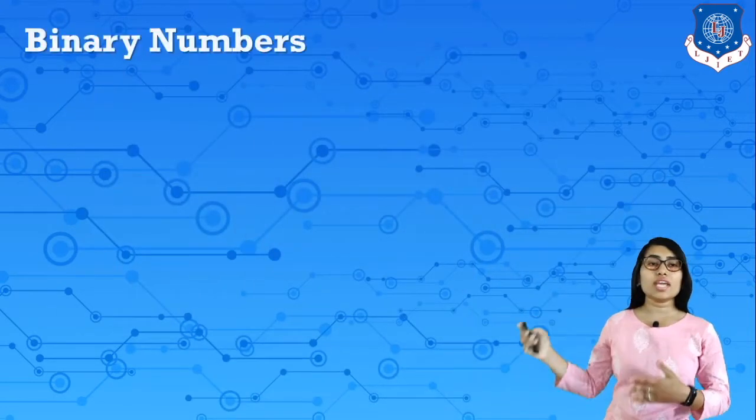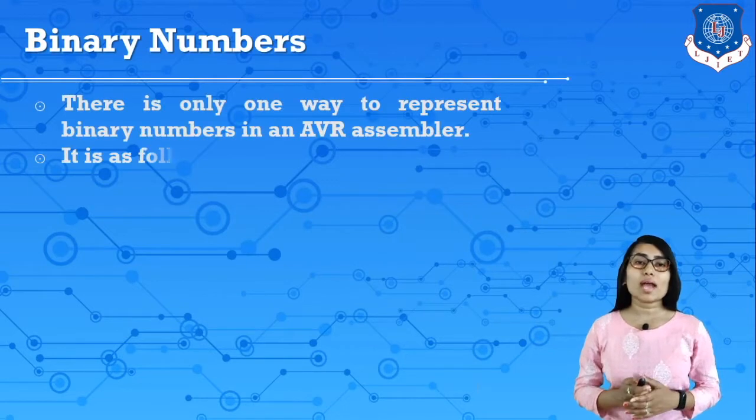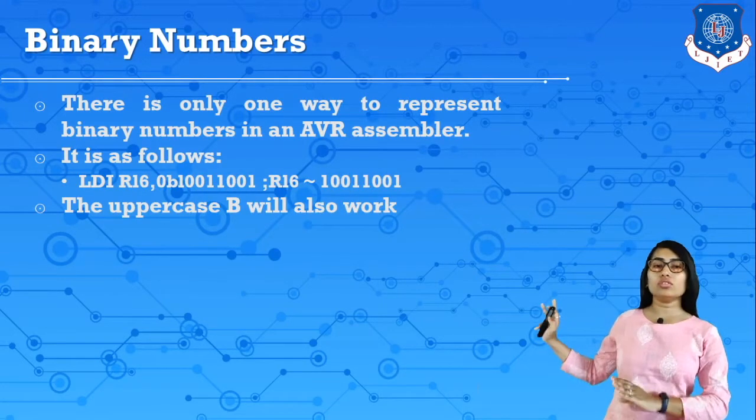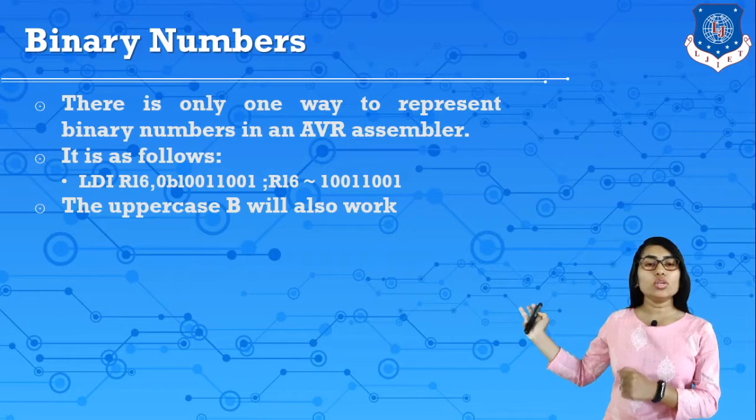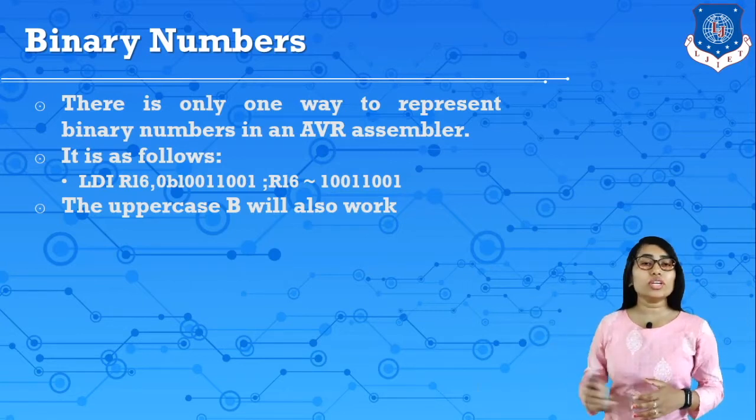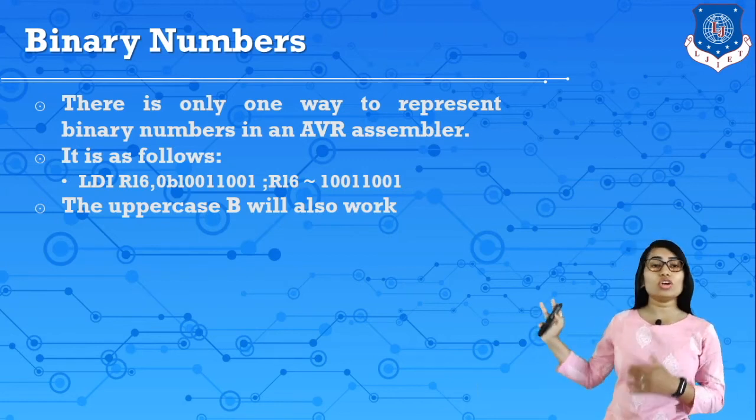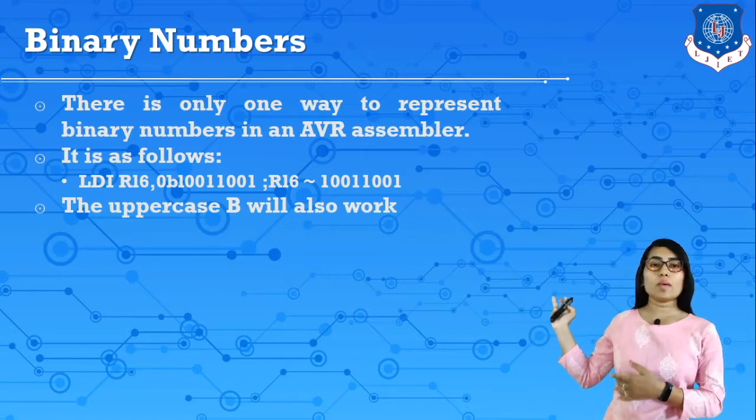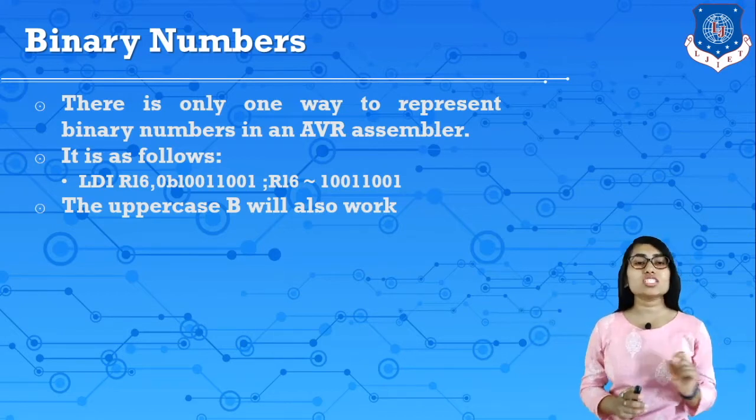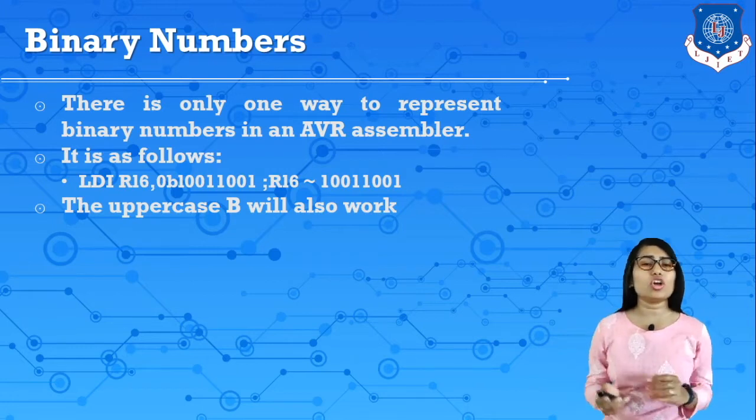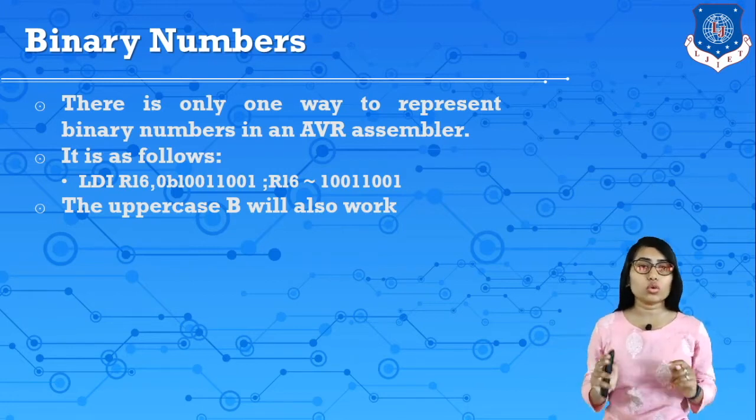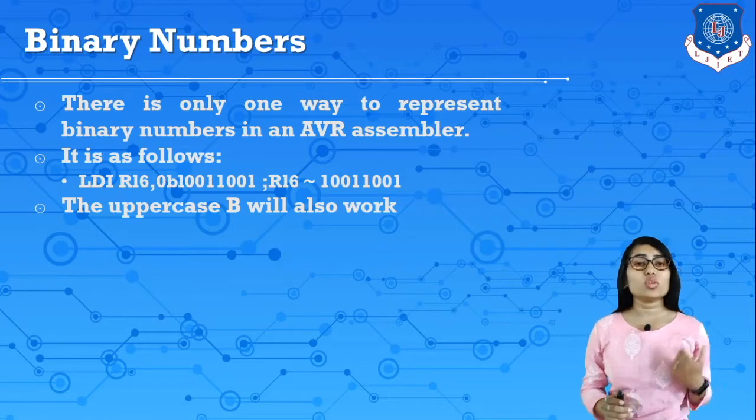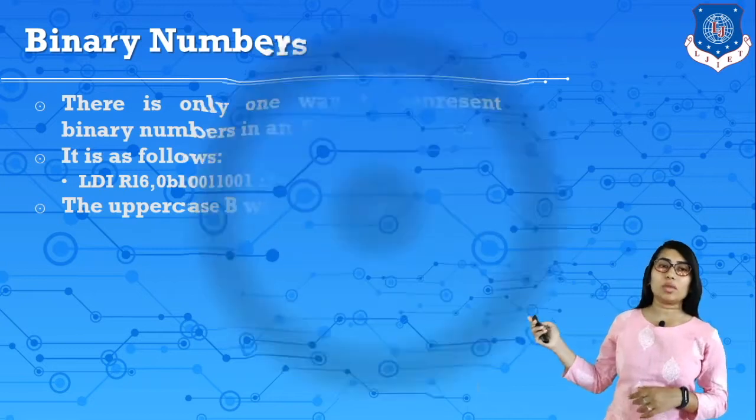Then next we have binary numbers. A binary number is represented by writing 0b. There is only one way to represent binary numbers in the AVR assembler. It is as follows: LDI R16, 0b, and then the binary pattern. Capital B or small b, both will work. So binary numbers can be represented by writing 0b and then the binary pattern, like 010.